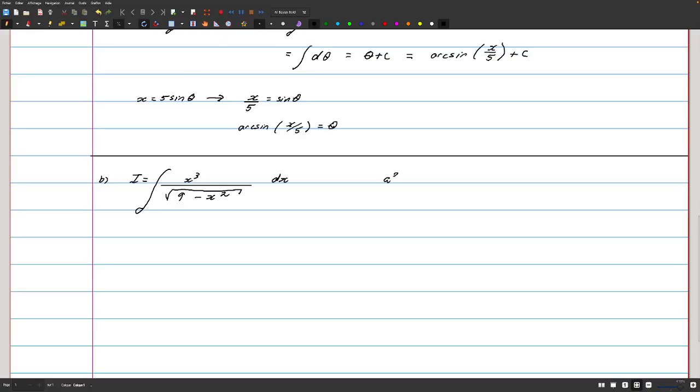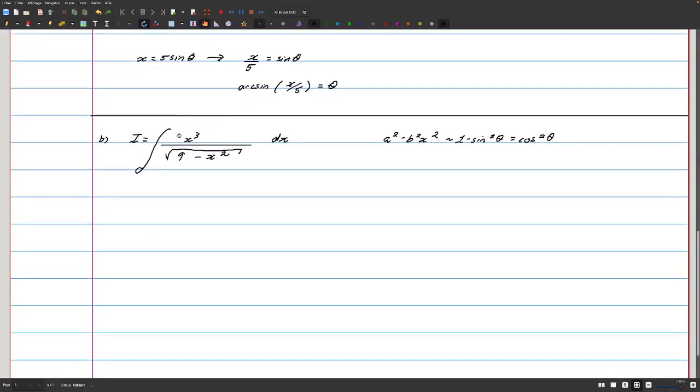a squared minus b squared x squared, which is similar to 1 minus sine squared of theta, which is equal to cosine squared of theta. So we're still dealing with the same case right here. However, we also have this x to the 3 on top, which seems to be a little bit bothersome. But we'll see eventually it's not that hard to deal with.